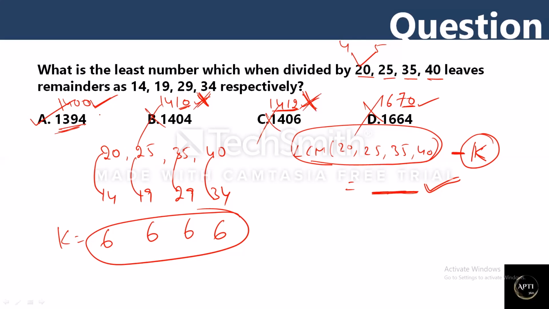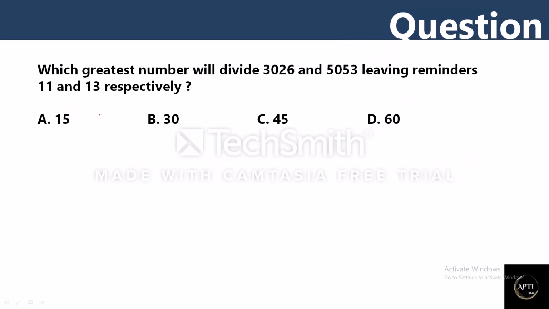Now we'll move on to the next question. Which greatest number will divide 3026, 1326 and 5053, leaving remainders 11 and 13? I'm trying to do it directly, and I hope you got to know how I'm doing it. The greatest number which will divide 3026, 5053, leaving remainders 11 and 13.